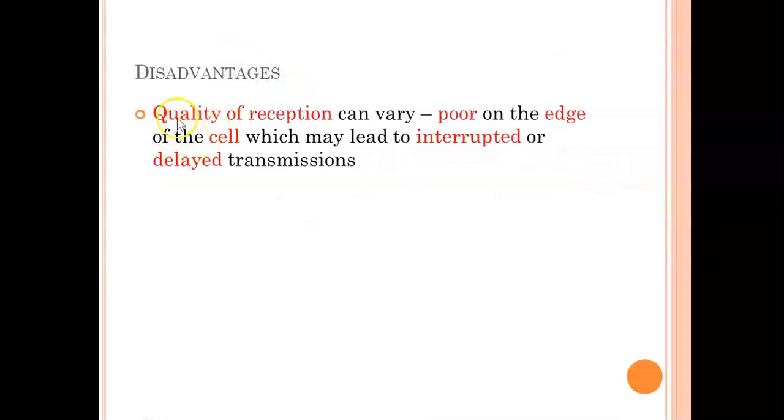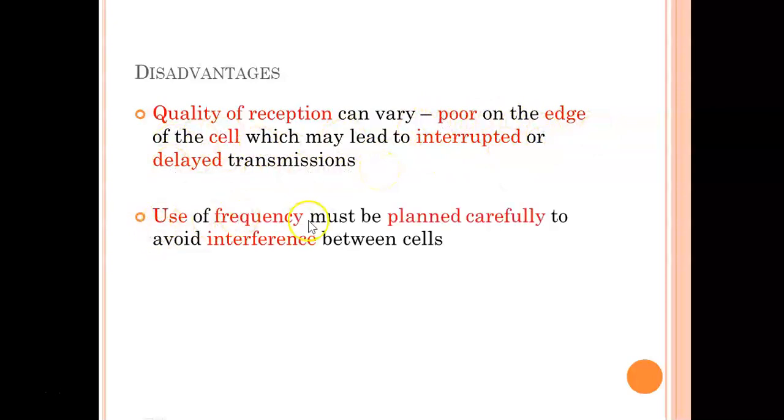Disadvantages: quality of reception can vary. You might have poor reception on the edge of the cell, which may lead to interrupted or delayed transmissions. And the use of frequency must be planned carefully to avoid interference between cells. So these are disadvantages of mobile networks.